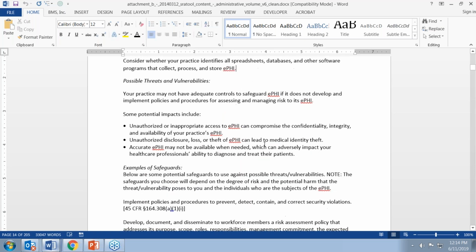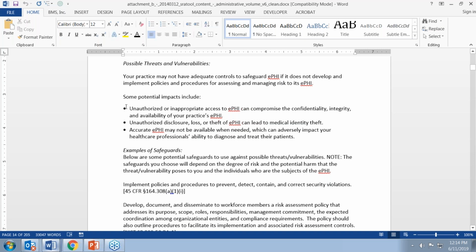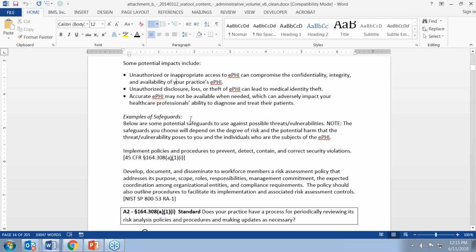And they go on to tell us some potential impacts that may come up. There could be an unauthorized or inappropriate access to the electronic protected health information that could compromise the confidentiality, integrity, and availability of our protected health information. There could be unauthorized disclosure, loss, or theft if we're not maintaining a list of what hardware we have on file. We need to have an inventory so that way we can track the inventory, and that's one of the basic things here.